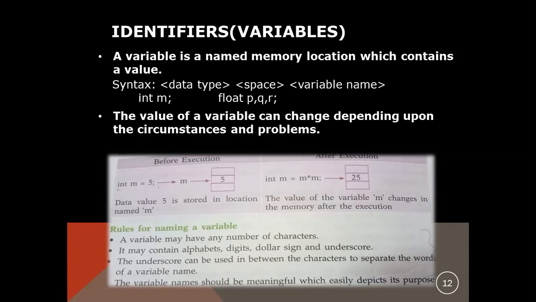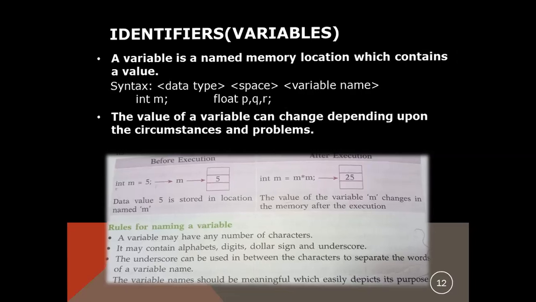For example, if we are doing addition of two numbers, say A and B, it should be written sum is equal to A plus B, so that we can understand easily by seeing sum that sum will carry the addition of two or more values.